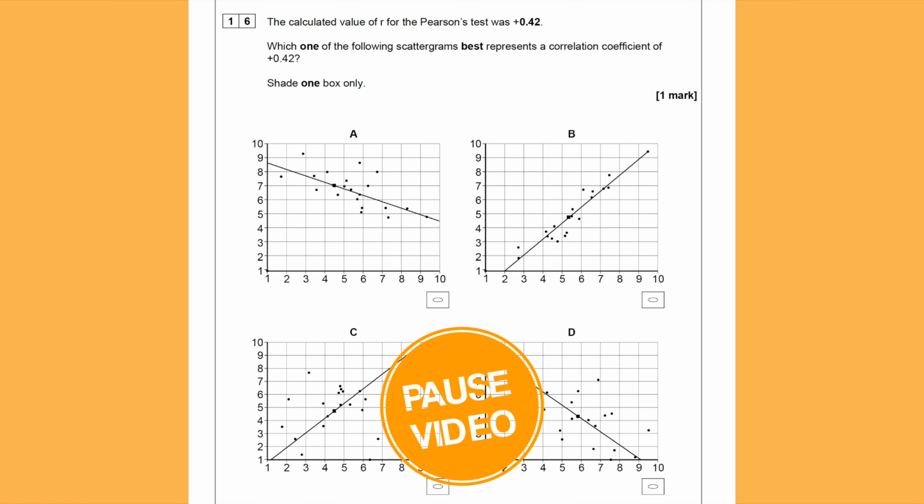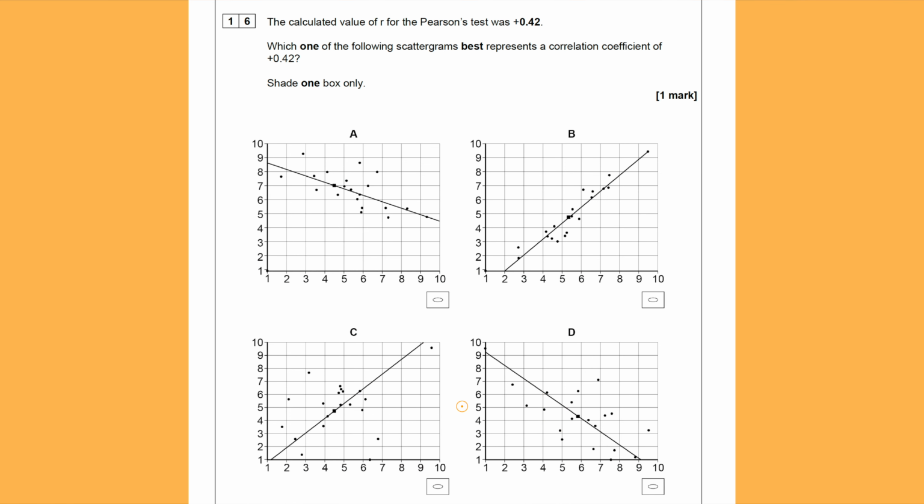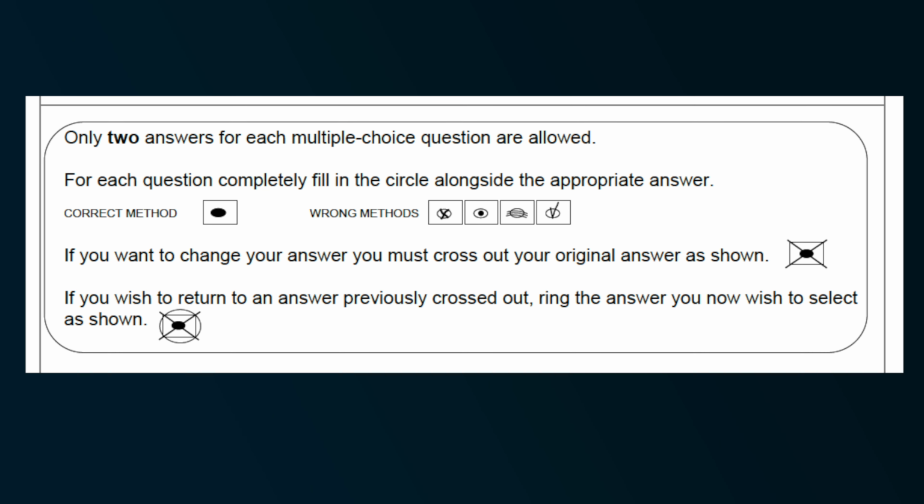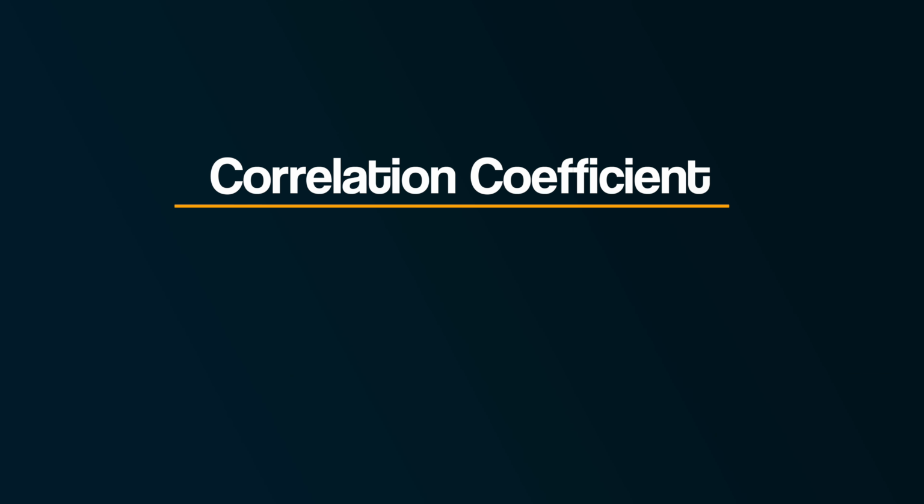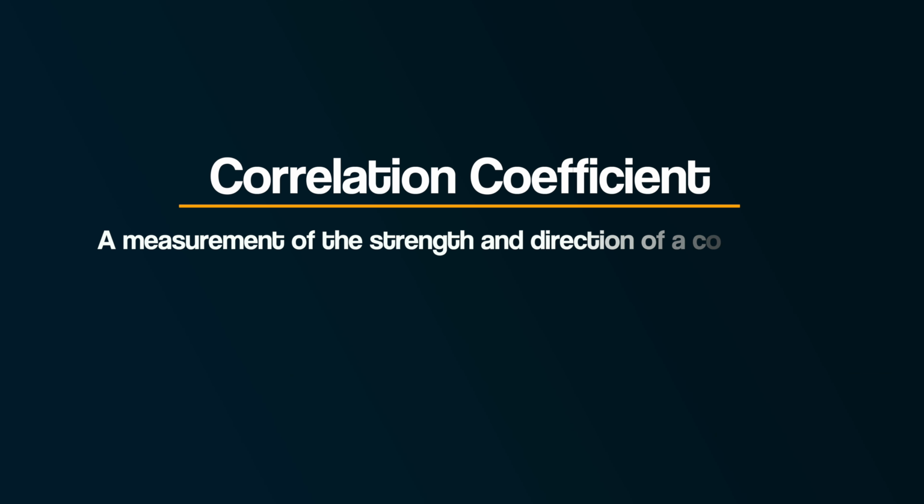Question 16 says, which of the following scattergrams best represents a correlation coefficient of plus 0.42? 1 mark. This is the second research methods question, which tests your understanding and familiarity with what various correlation coefficients look like on graphs. It's a multiple choice question, so please make sure to fill it in correctly as per the instructions.